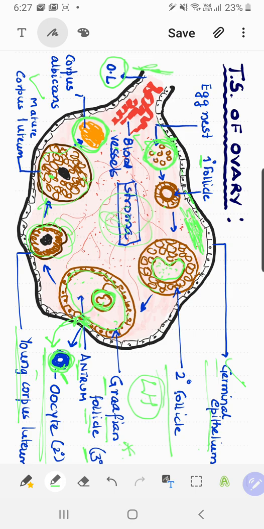Right, children? Just go through this diagram, practice the diagram well, copy it down very nicely in your notebook, and go through all the functions of each and every structure. And if you have any issues, we can discuss them. Just let me know. Alright, children, we will be proceeding further in the next video.